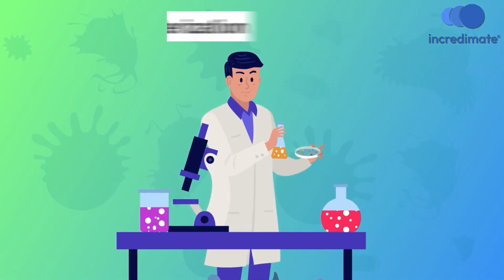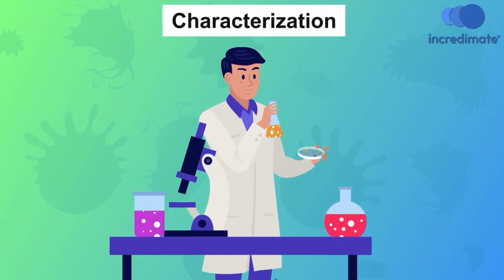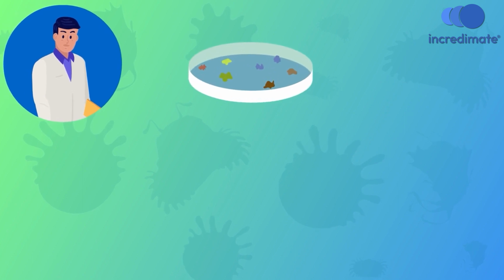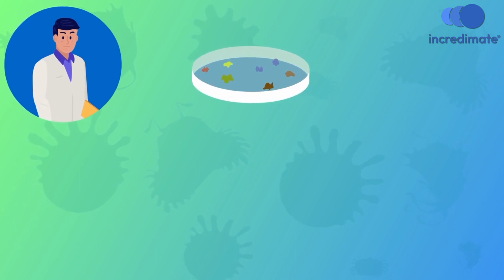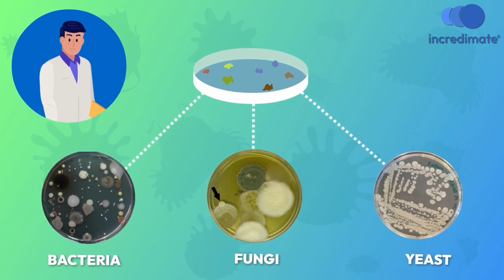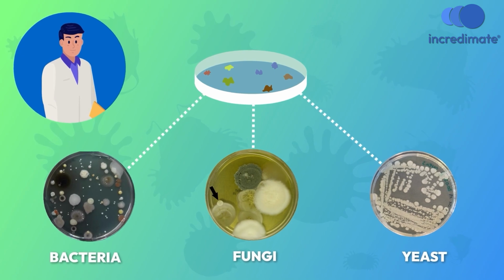Now that we have a pure isolated culture, we need to give a name to what type of microbe has been purified. We must observe them and study their characteristics. It will tell us whether these microbes belong to bacteria, fungi, or yeast. Phenotypic characterization of microbes helps us to identify the microbes to their genus level.